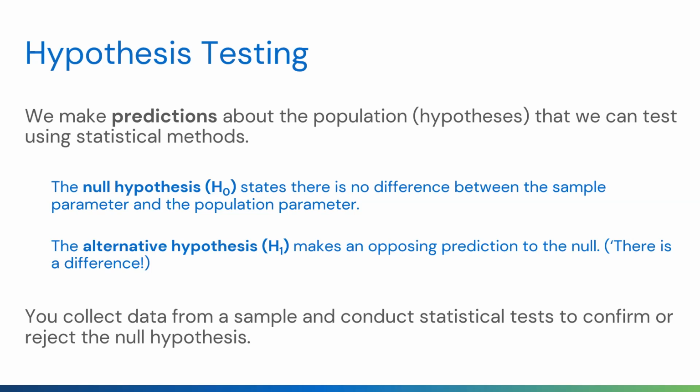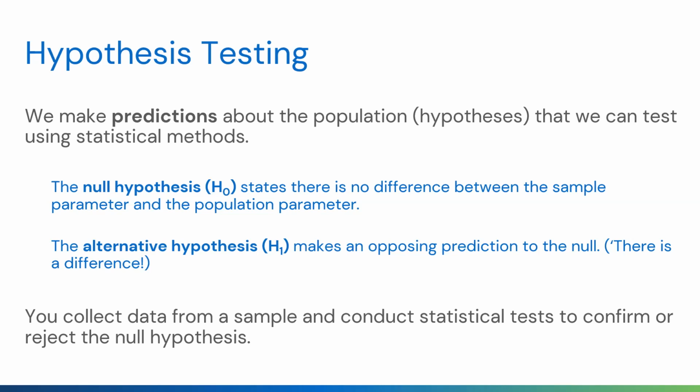And so you collect data from a sample. You conduct statistical tests to confirm or reject that null hypothesis. But we always go with the assumption that the null hypothesis stands. So it's sort of like this innocent before guilty concept in a courtroom, that we're just going to assume that there's no relationship. No one did anything. That the data are what they are.